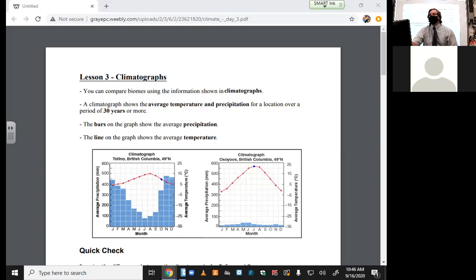What's the difference between gross primary productivity and net productivity? Do we understand the difference between the words gross and net? Gross is the total, and then net is what you actually have. Very good. So gross productivity would be all the energy plants are producing. Net productivity would be all the energy plants are producing minus the energy that consumers are consuming. Does that make sense?